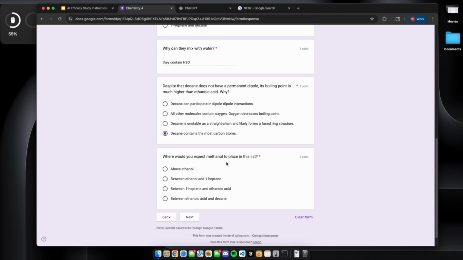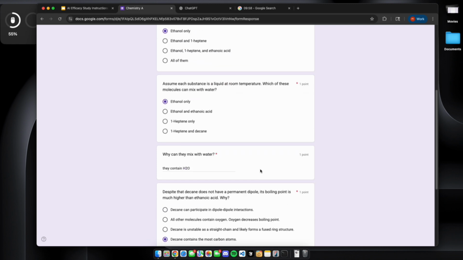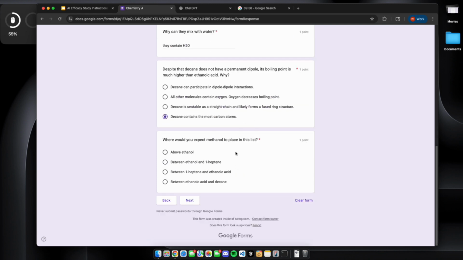Where would you expect methanol to take place in this list? Well, I don't know where methanol's boiling point is, so I'll take a wild guess and say above ethanol.